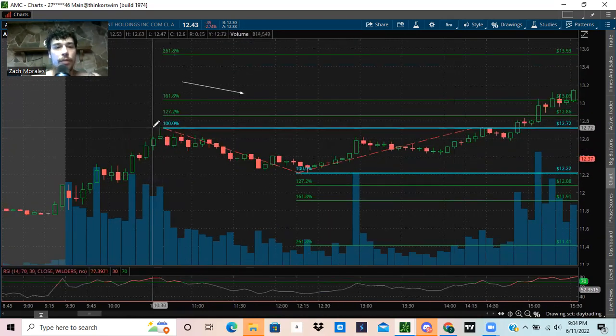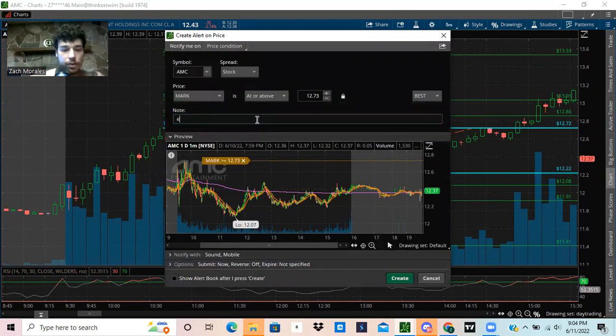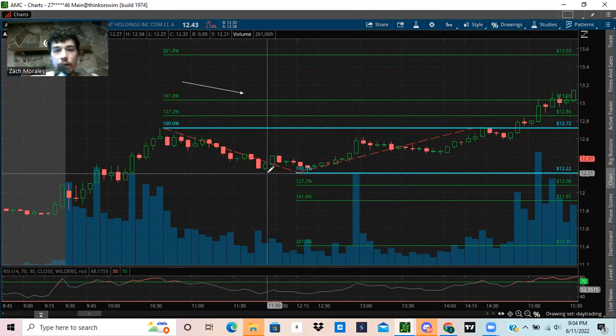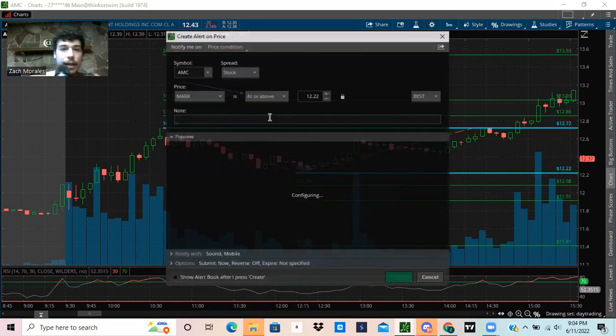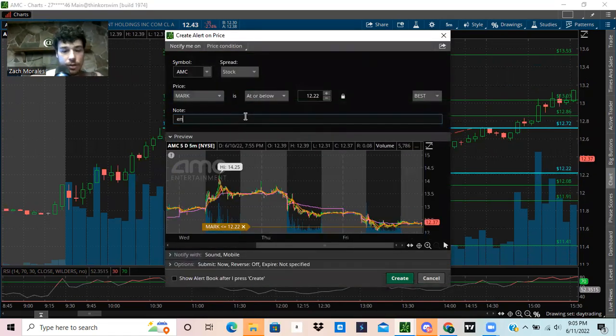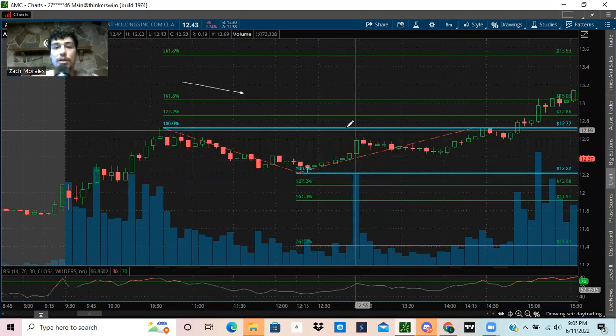And then we come and we set our alerts. We go to create alert, at or above, enter long position. Create, save. Come down here, create alert, enter short position, at or below, enter short position. And again, this is going to send you an alert on your phone, so you don't even have to watch the screen anymore.